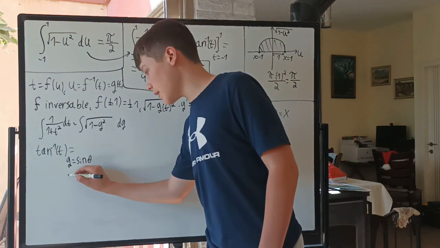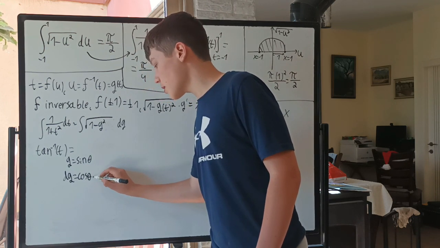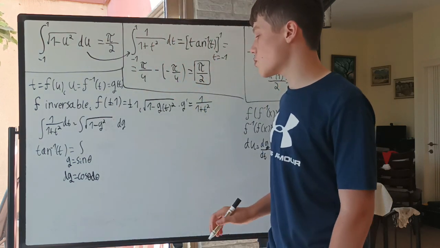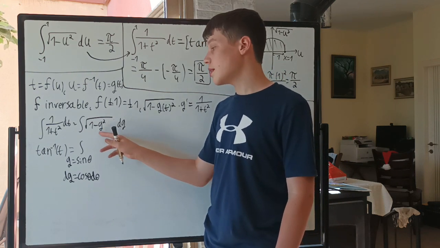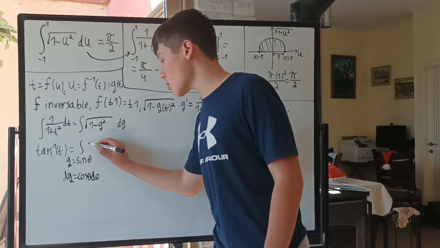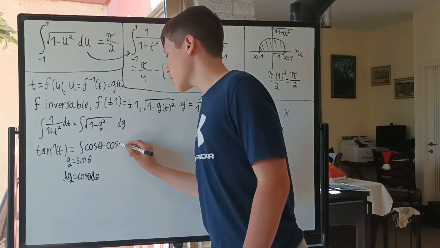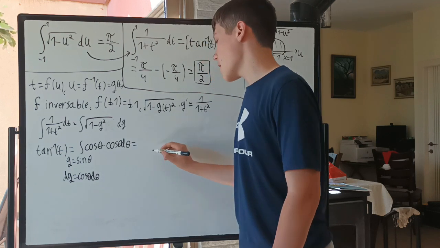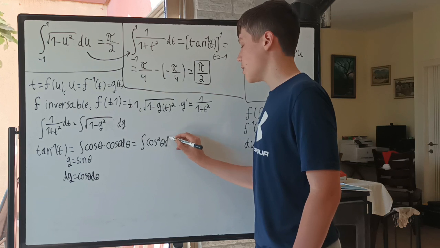So if g is sine theta, dg is cosine theta d theta. So we're going to have the integral of what? Well, sine squared theta, and 1 minus it is cosine squared theta. The square root of cosine squared theta is cosine theta. And then we're multiplying by cosine theta d theta, which is our dg. So in total we have the integral of cosine squared theta d theta.